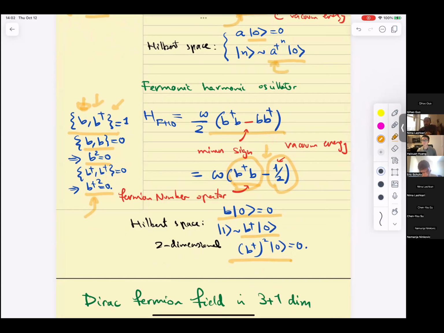So in the simple harmonic oscillator, the bosonic one, you ended up with an infinite dimensional Hilbert space. Here you end up with a qubit's worth of states, 0 and 1, right? So the Hilbert space here is just a single qubit. Is this principle clear? And it's forced on you by the statistics, right? The CAR algebra.